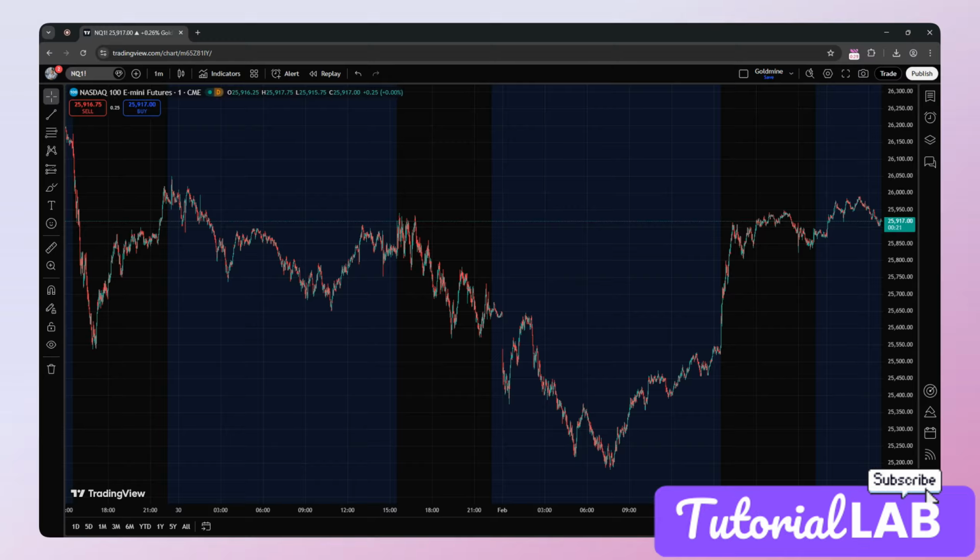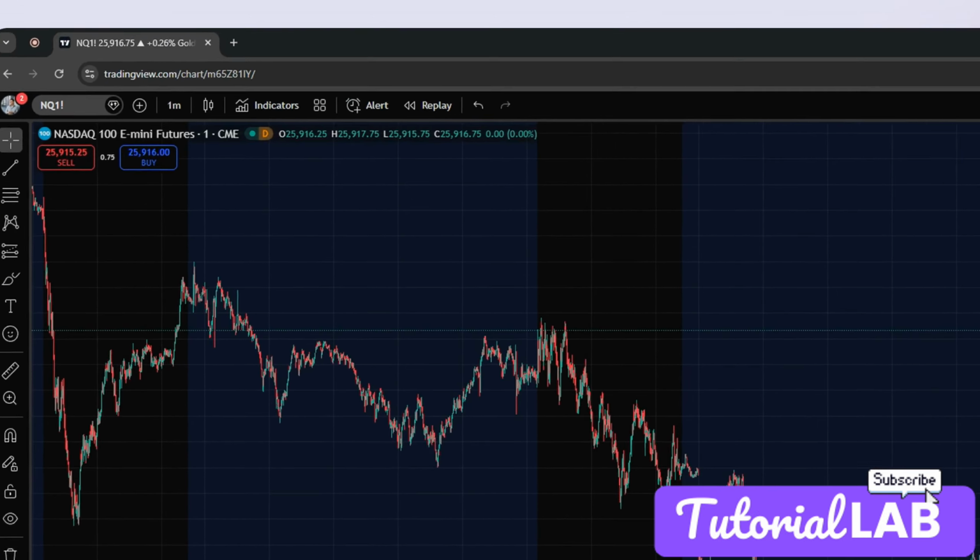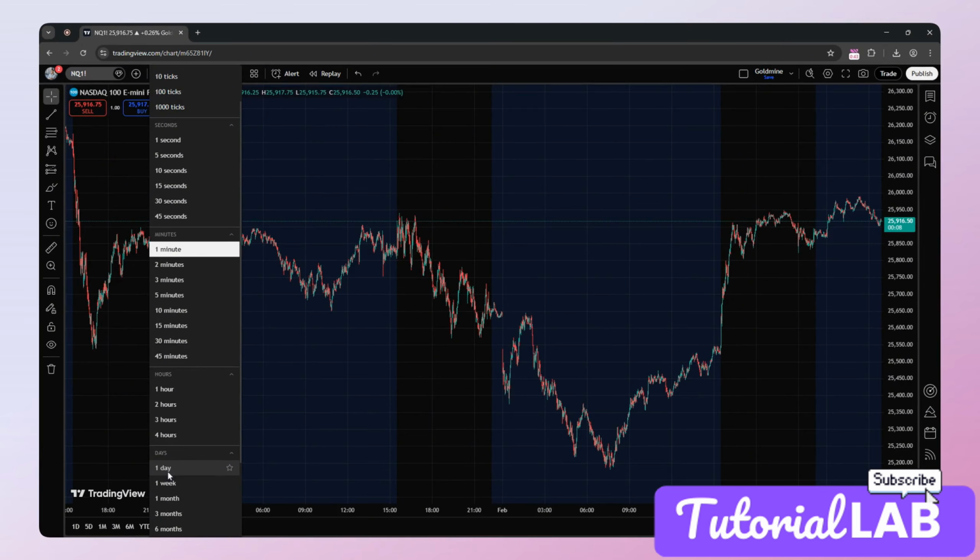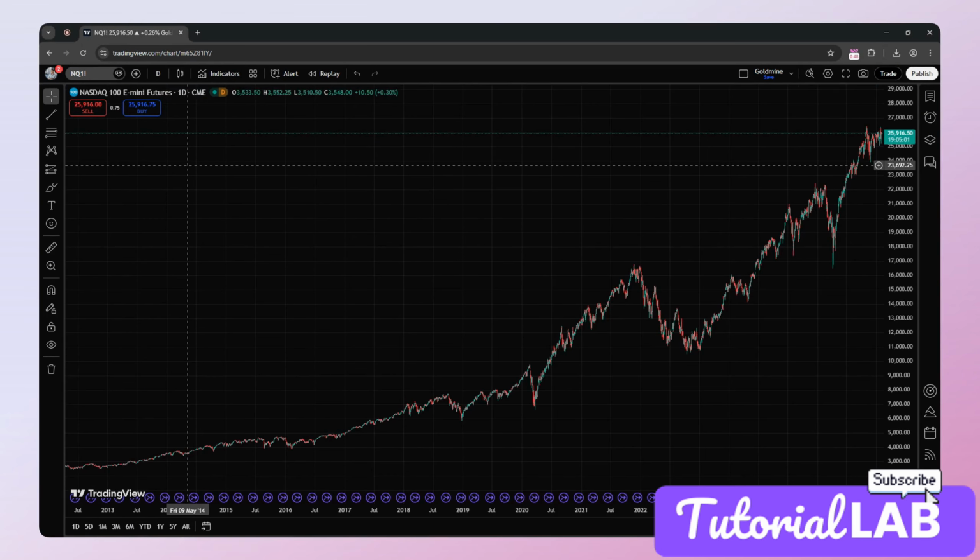Let's get started. First, open any chart in Tradingview. This works for stocks, crypto, forex, or futures. Make sure your chart time frame is set to daily. The 200-day moving average uses daily price data.